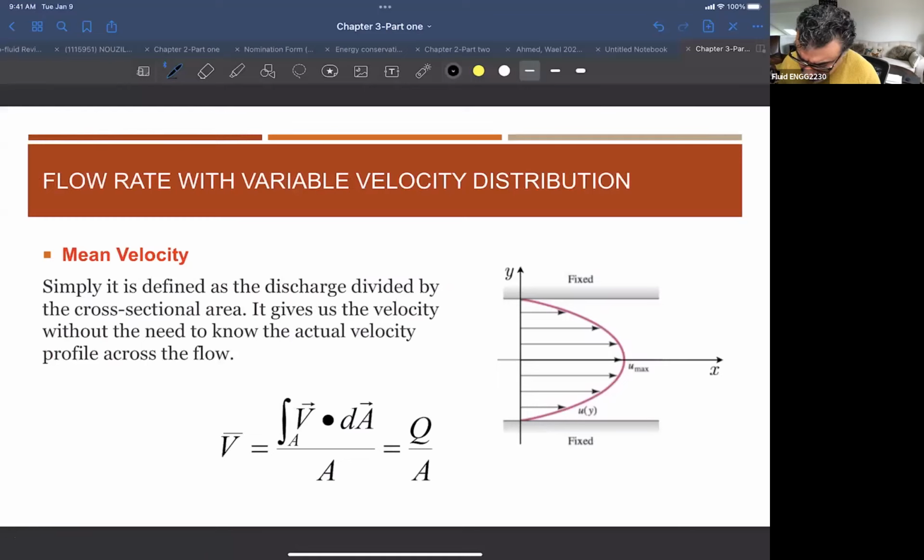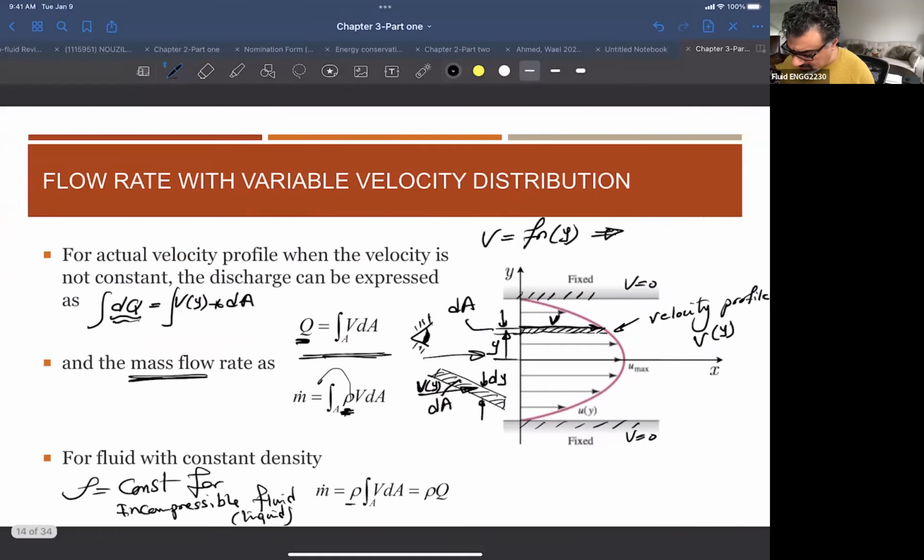Mean velocity or average velocity. Okay, I have a velocity profile like this. I need to find out the total Q. I can find the total Q by this integration, right? So I have this Q here, and I do the same thing here. I just get the Q like this, right? Water, milk, any liquids, I think we can consider the density is constant, right?